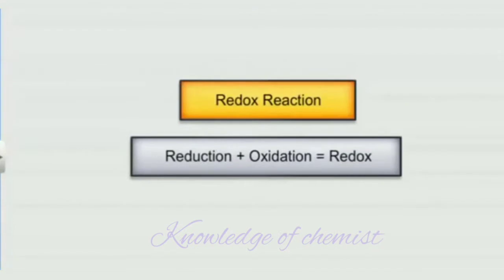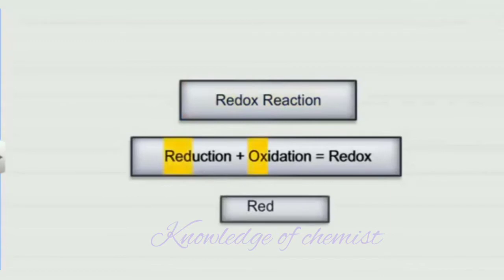A redox reaction is a type of electrochemical reaction where oxidation and reduction occur simultaneously. Redox is a short form for reduction and oxidation. Therefore, it is called a redox reaction.